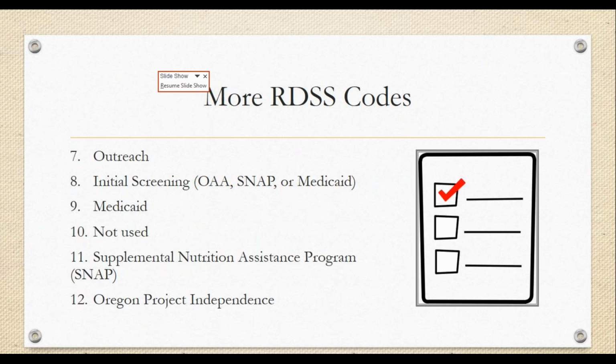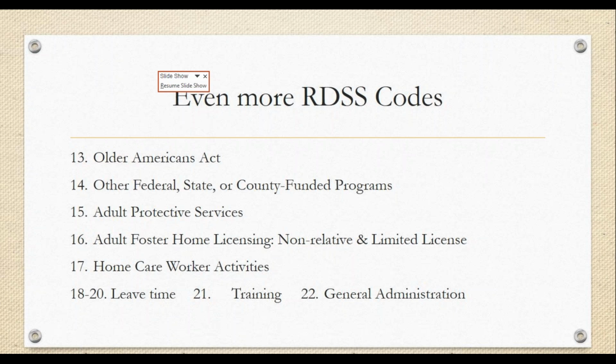Some more RDS codes. 9 is Medicaid. 11 is SNAP. Some more codes. You can see how some of them have repeated, and that is because there's more descriptions available, and I am putting the codes and the descriptions and the title in the guides that I will be sending out for this program. So if there's any questions, please look at the guide. And there is also time for leave time, training, and general administration. This general administration would not be related to this program. An example of administration would be doing your time card or doing something that's non-program related.